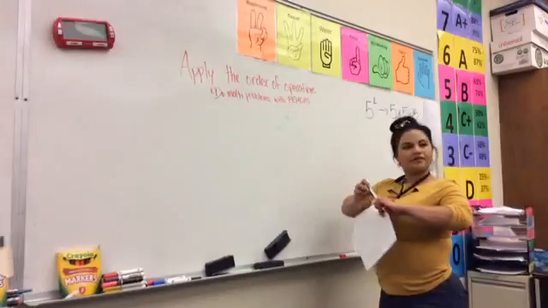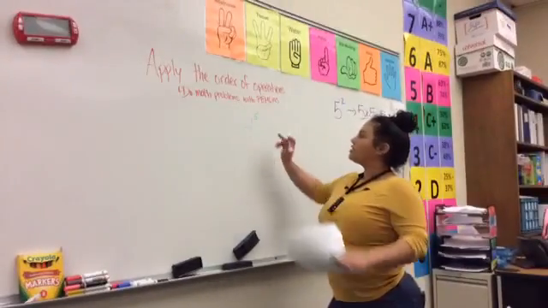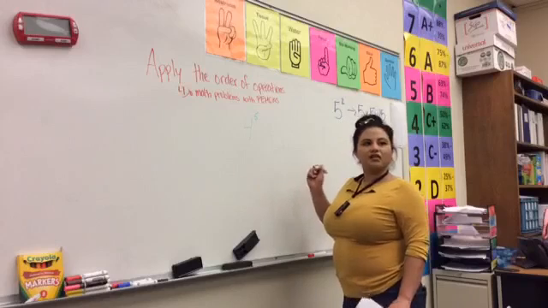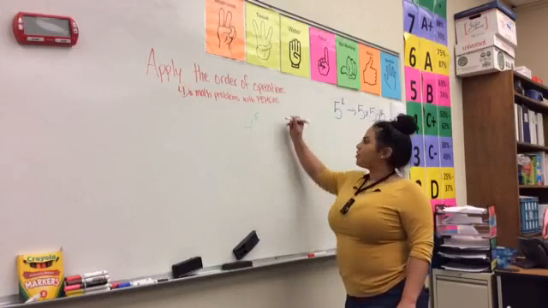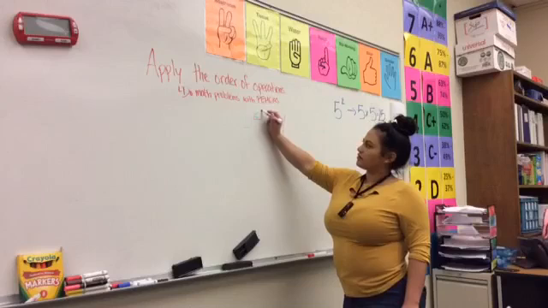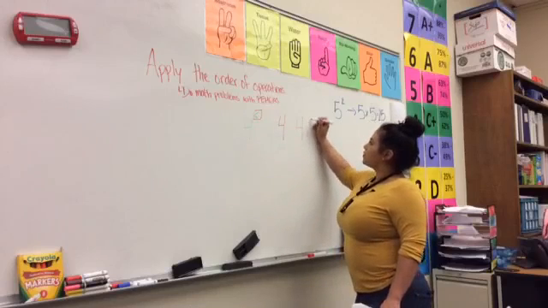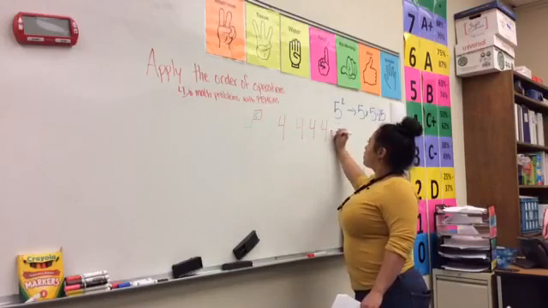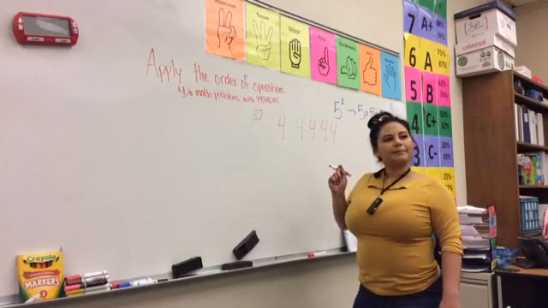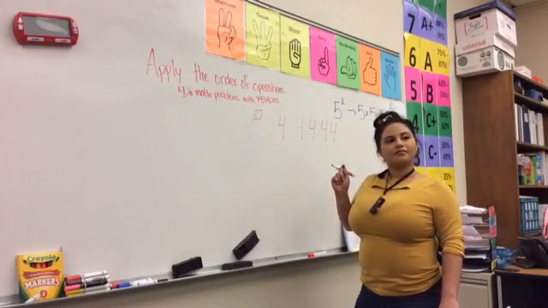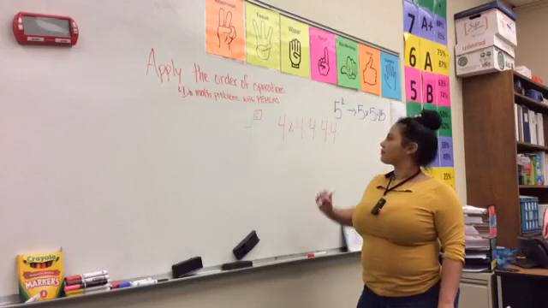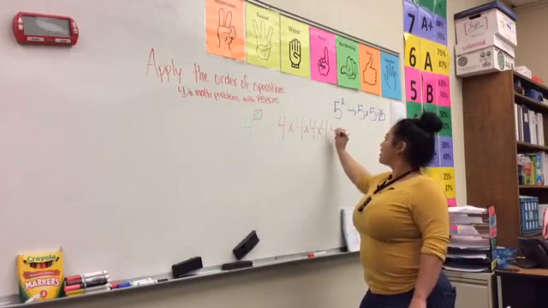What's my big number? 4. What's my little number? 5. Okay. So what number am I going to write down? No. What's my big number? 4. So how many times am I going to write my big number down? 5. Okay, so 1, 2, 3, 4, 5. What am I going to do with all of these? Times. Okay, so I'm going to write this in here.